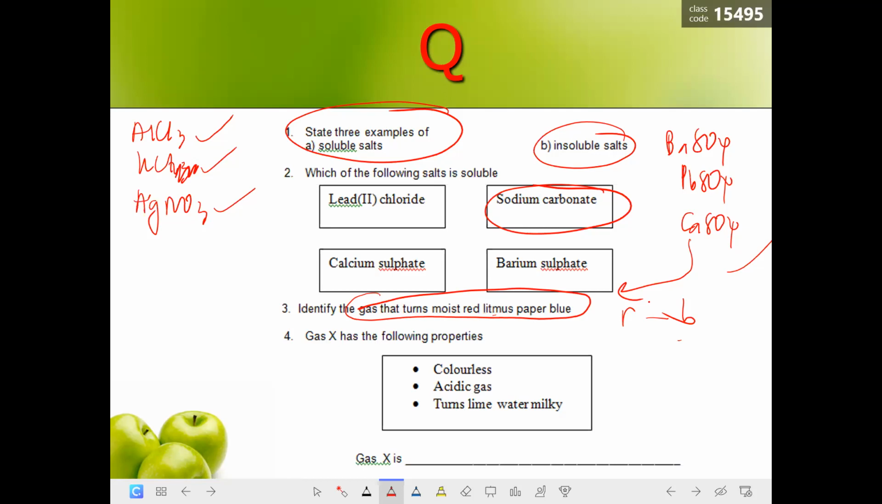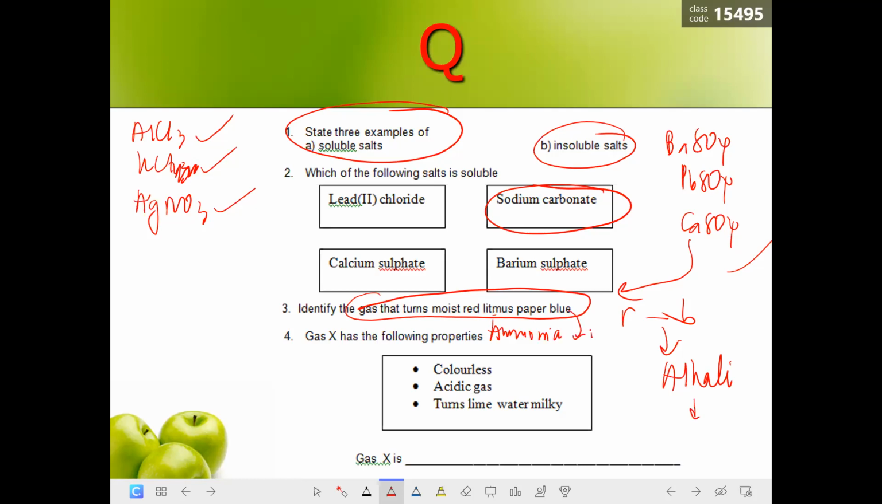Which gas can turn moist red litmus paper to blue? So that means the gas must be acid or alkaline? Alkaline. Very good. What is an alkaline gas that you know? Very smelly. When you go and buy fish or rotten egg, it gives you that smell. Is it ammonia? Yes, correct. It's ammonia. Well done.